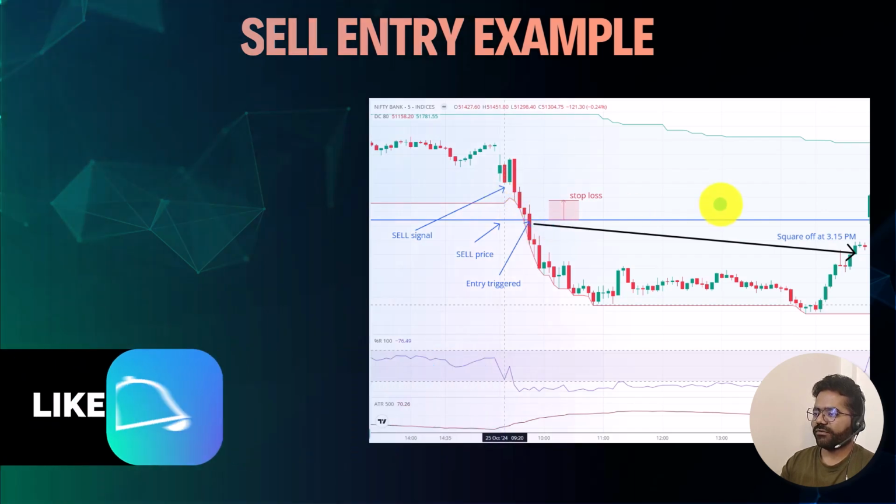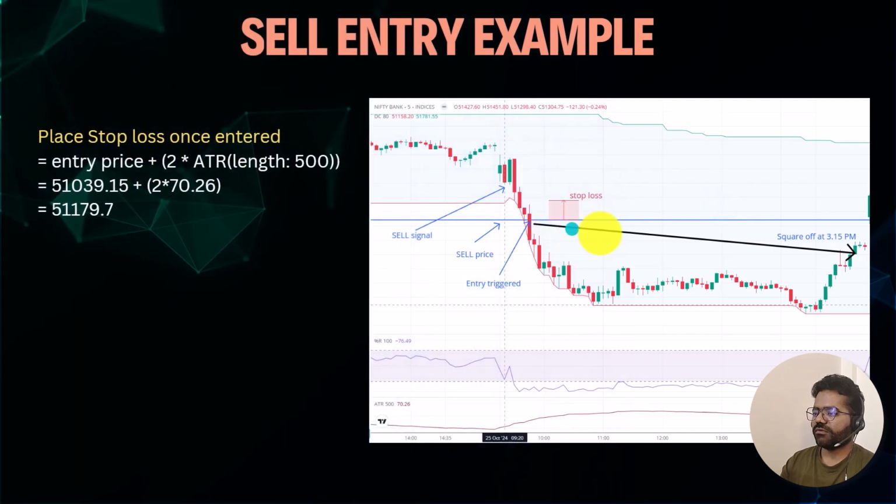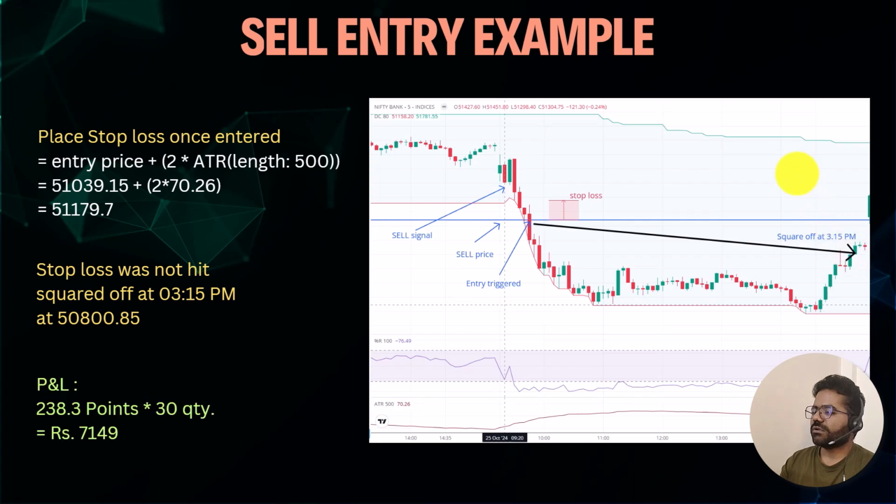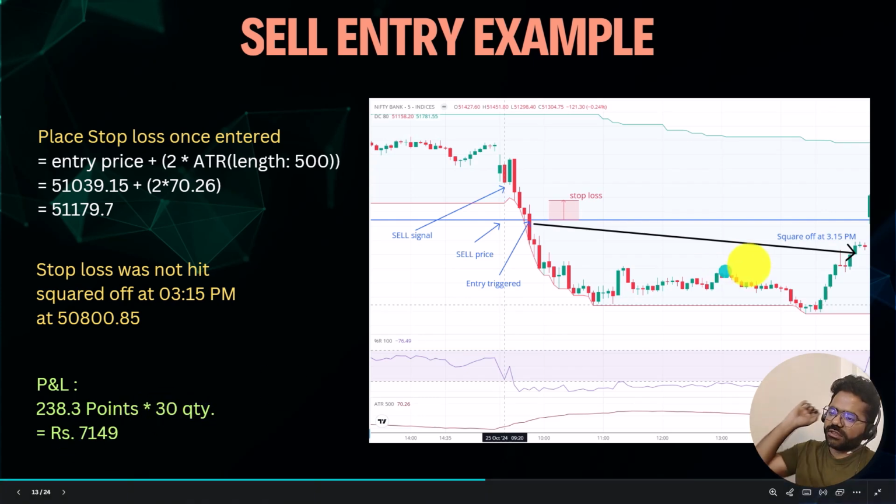Once we are in the trade, we place the stop loss using this formula. We did not hit our stop loss, and at the end of the day, we close our trade at 3:15. With this, our profit is 238 points in this trade. With the 30 quantity of Bank Nifty, our profit is 7,100.